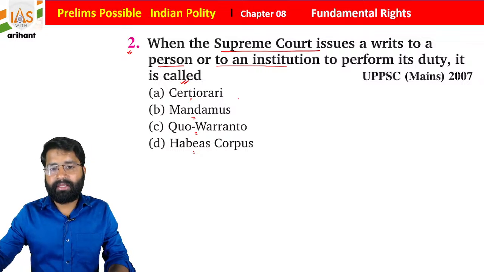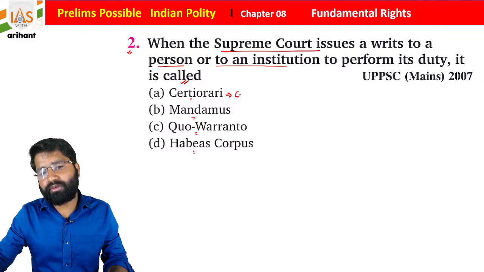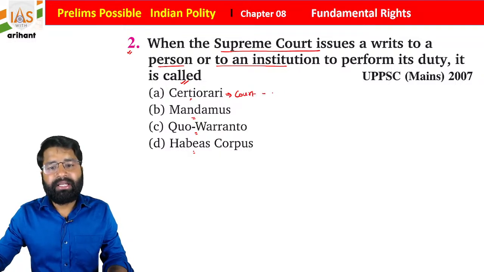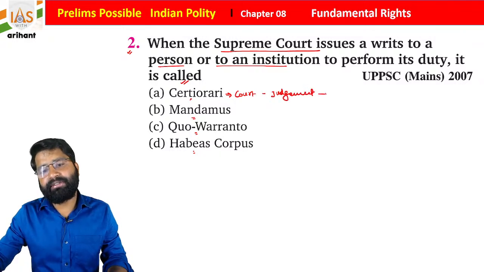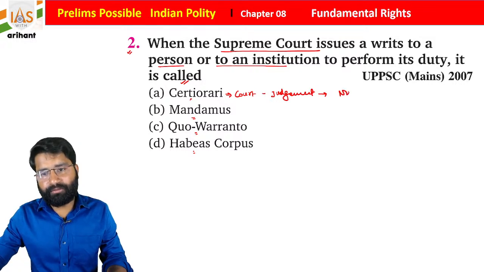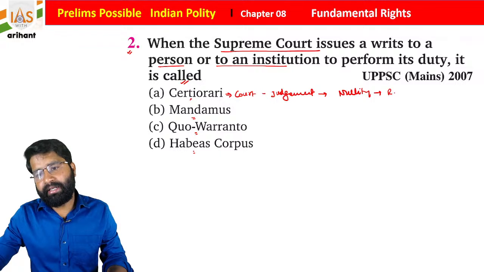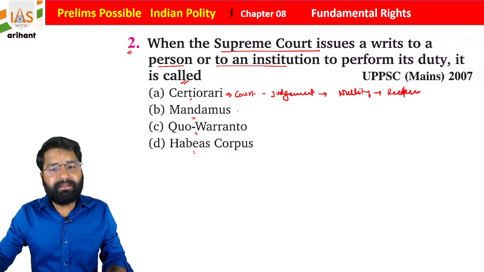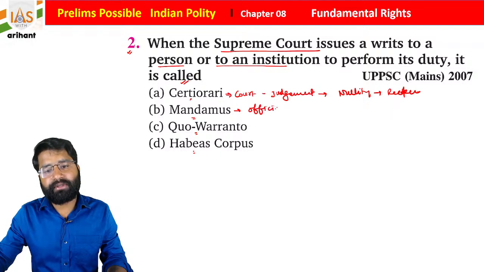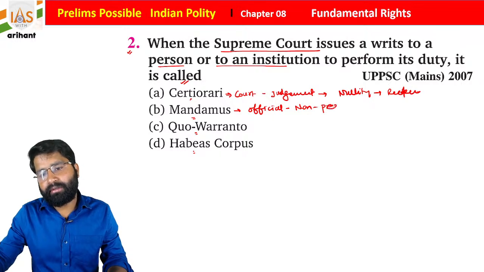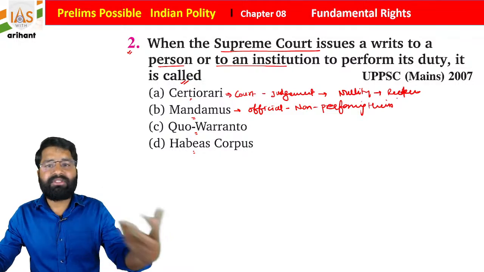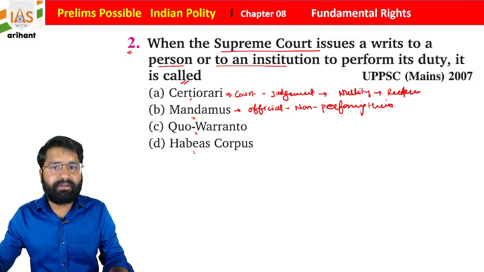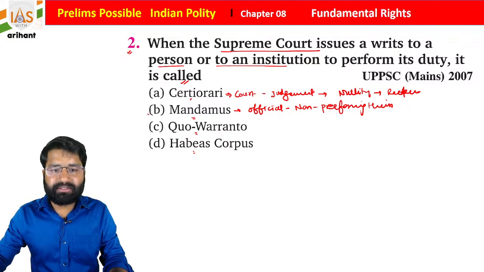We already discussed all of these. Certiorari is used for courts, where, let's suppose, a judgment is there. Then the Supreme Court nullifies the case and reopens it. Mandamus is issued for officials who are not performing their duty. In that case, the Supreme Court will guide them: don't misuse your power, whatever power is given to you, just serve the people. So this is going to be mandamus.